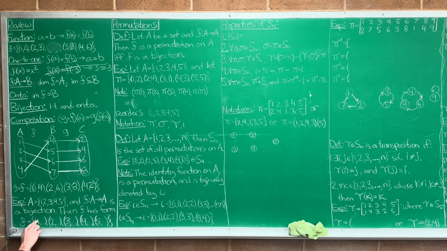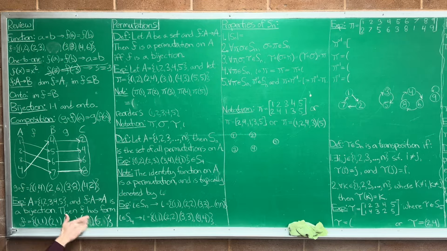So could f be the function 1 goes to 1, 2 goes to 1, 3 goes to 1, 4 goes to 1, 5 goes to 1? No. Why not? That's not 1 to 1. It's not 1 to 1 and it's not onto. Onto means it has to use up all of A on the right hand side. And 1 to 1 means all the right hand sides have to be unique. I use the same right hand side over and over again.